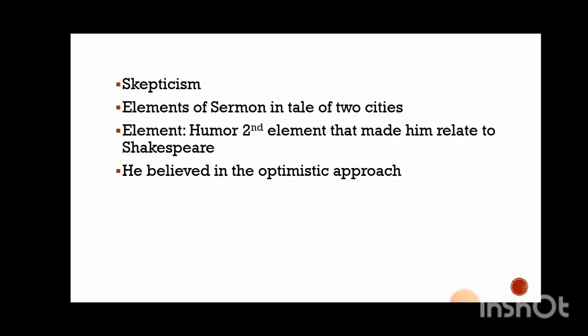Further, he also wrote on skepticism, and then there are elements of sermon in A Tale of Two Cities. Elements of sermon means that he used sermon elements in his literary work to show some religious touch, and to make them relate to society. Besides this, he also used humor in his literary work that also made him relate to Shakespeare. He believed in an optimistic approach.